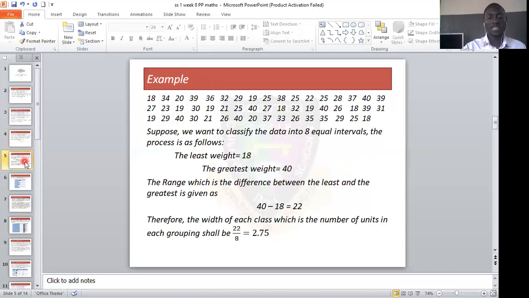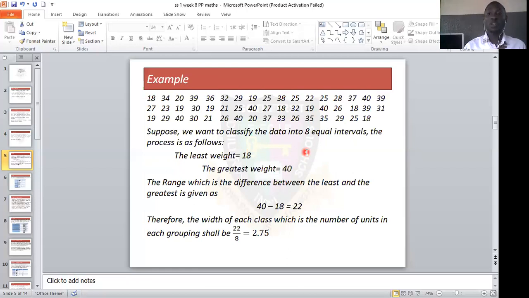Consider the weight of a number of students given. How many students do we have here? 1, 2, 3, 4, 5, 6, 7, 8, 9, 10, up to 50. Why I counted for you is that if you are doing grouped data, you must not be lazy. You must be able to count all your figures very well to ascertain your numbers rightly.